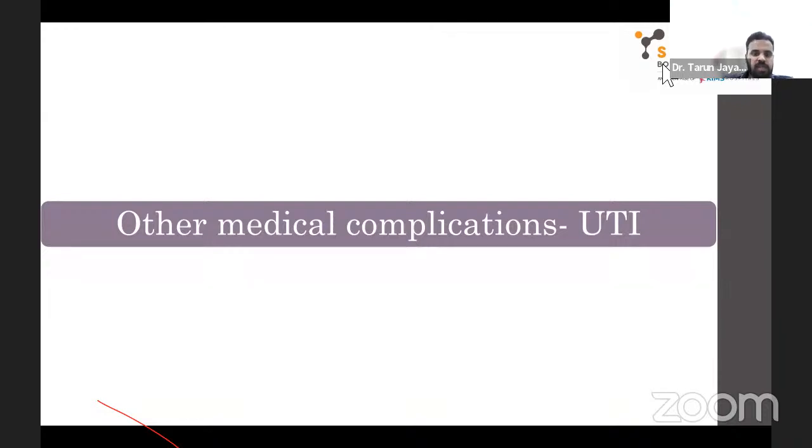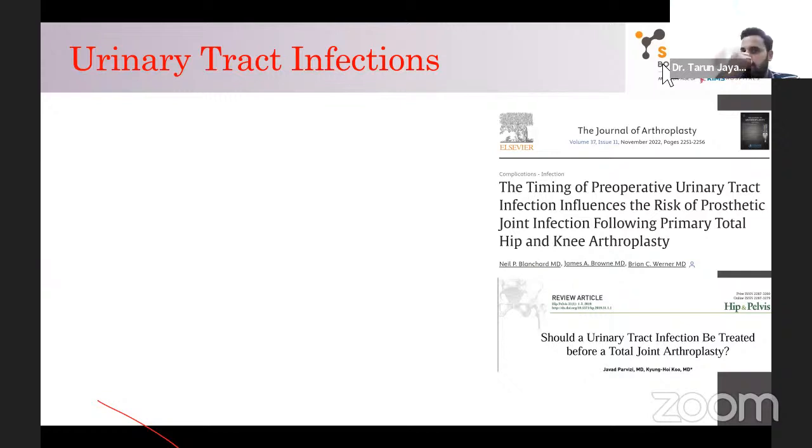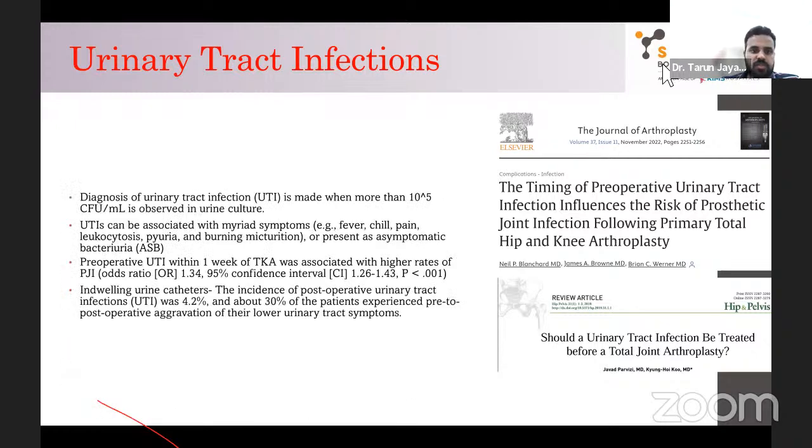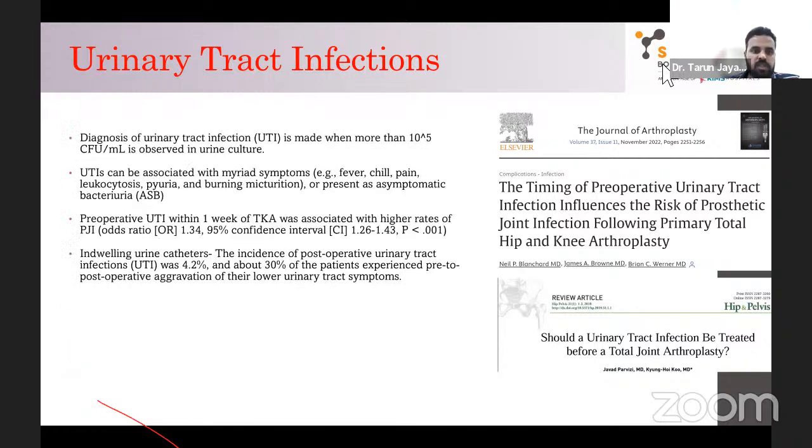Next, coming to the other common medical complications, which is UTI. Everyone has a doubt whether you can go ahead with surgery in patients with urinary tract infection, which is very commonly seen in old age females. According to these papers, even though a diagnosis of UTI says that more than 10 to the power of 5 colony forming units has to be present, they again categorize UTI into whether it is symptomatic or asymptomatic.